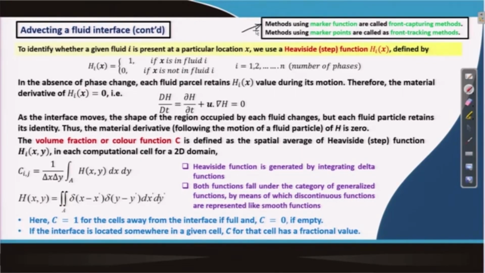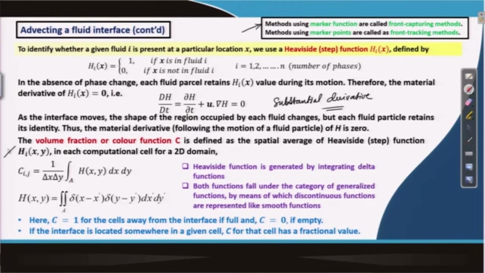We already talked about the concept of substantial derivative. The substantial derivative of the Heaviside function, when it is a sharp interface, goes to 0, which means a particular fluid particle contains information about whether it has a marker H equal to 0 or H equal to 1 and gets advected in the flow.